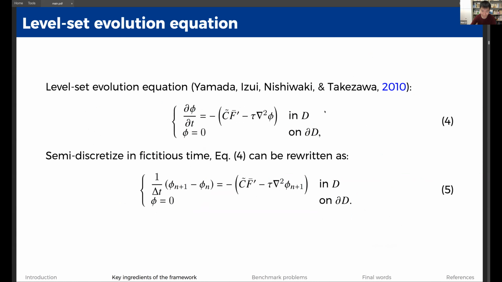So we follow the lead of Professor Yamada's paper in 2010. The reaction diffusion equation is used for the evolution of the level set function, and we semi-discretize it in a fictitious time. In this case, by calling the hybrid preconditioner, we can solve this RDE very efficiently.